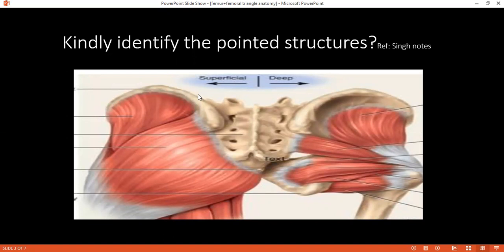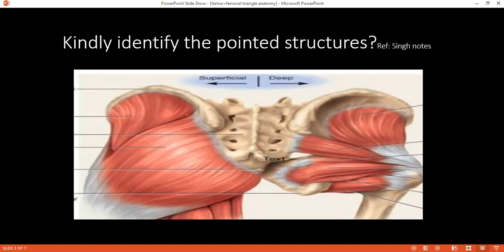Can you tell me the muscles which the iliac crest gives attachment to? Muscles, the iliacus, and the psoas. Are these the only ones? And the pectineus.